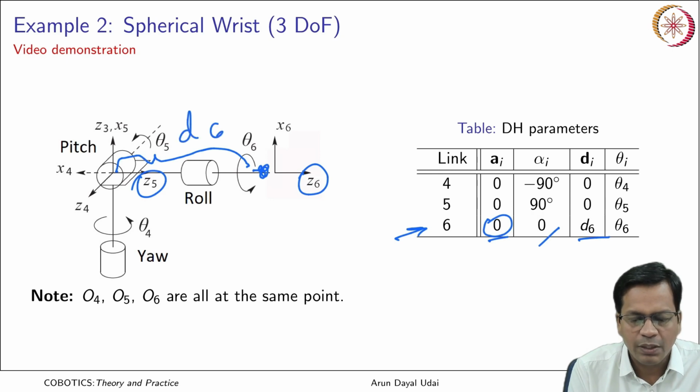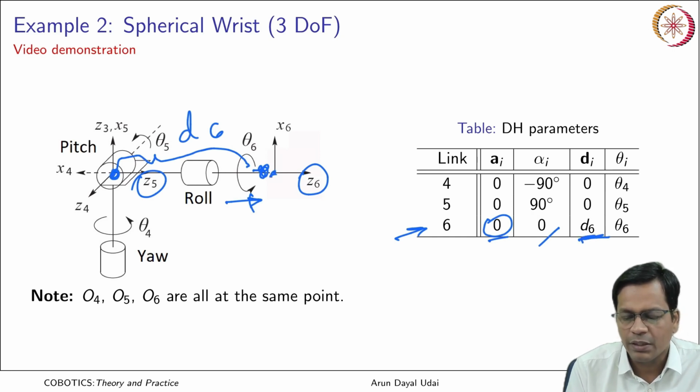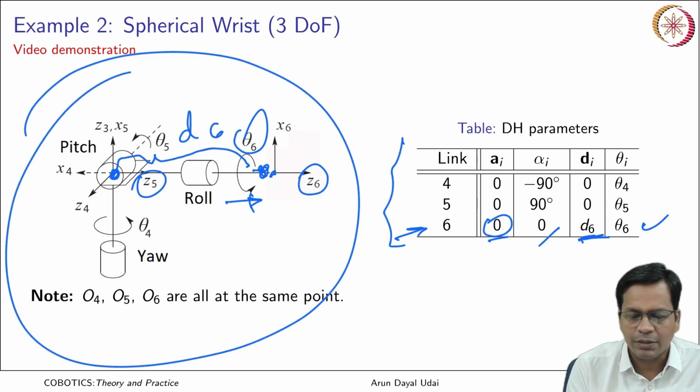So, that is D6, that is the distance travelled along this axis from the wrist center point to the end effector. So, that is D6, and finally, theta 6 is the joint variable. So, this makes the complete DH parameter table for the spherical wrist.